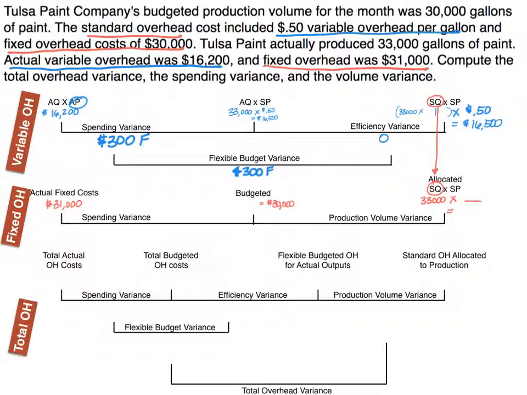However, if we go back to the middle peg, we have a budgeted cost of $30,000. Well, what is that $30,000 based on? How many gallons of paint did we budget for? Well, we budgeted a production level of 30,000 gallons. So that budgeted $30,000 is based on 30,000 gallons times a price equals $30,000. And that's our budgeted or standard price, which is $1.